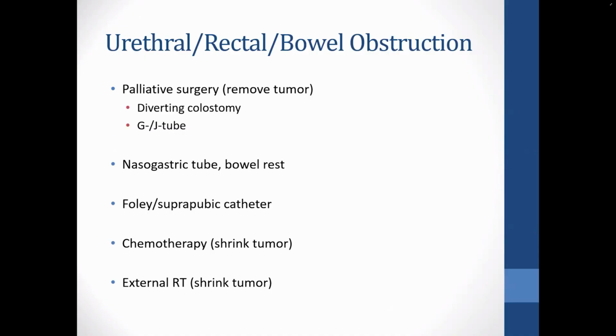In patients who have urethral, rectal, or bowel obstruction, palliative surgery may be required to remove the tumor. This may necessitate a diverting ostomy or feeding tube. An NG tube and bowel rest may be used for bowel obstruction. Foley or suprapubic catheter may be needed for urethral obstruction. And again, chemotherapy and or radiation can be used to shrink the tumor to relieve the obstruction.